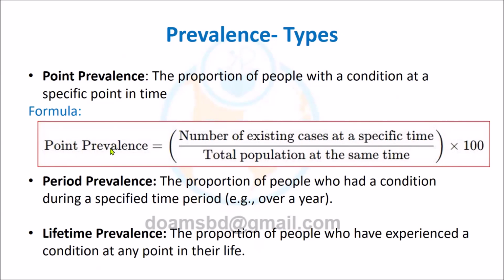Point prevalence. Specific time is the point prevalence. If it's the duration of the range of time, day to day, 1 month, 2 months, it will be the period prevalence. Period prevalence over a year, for example.